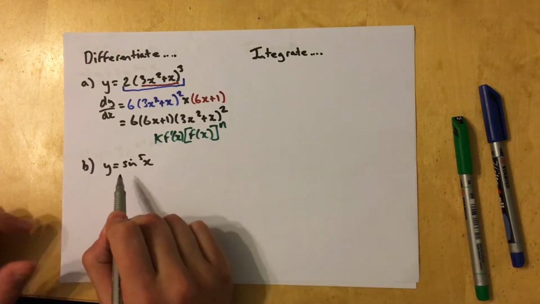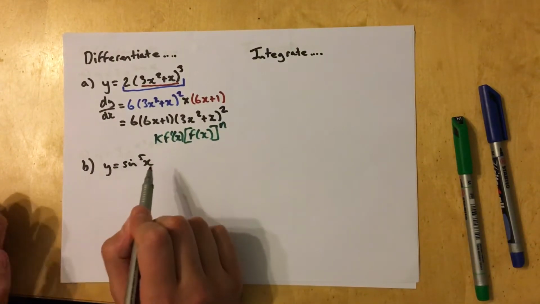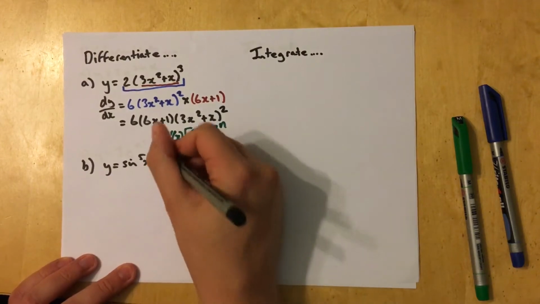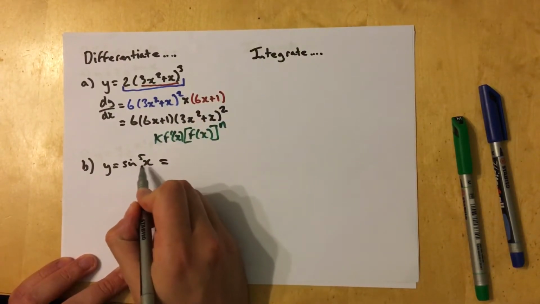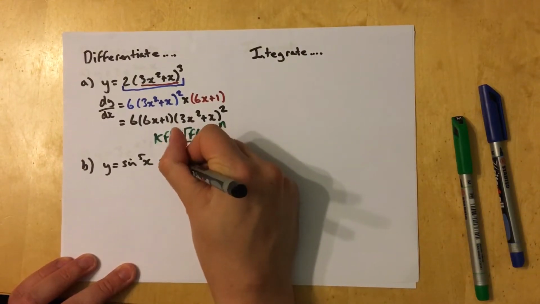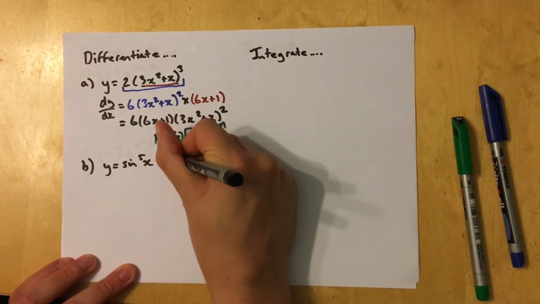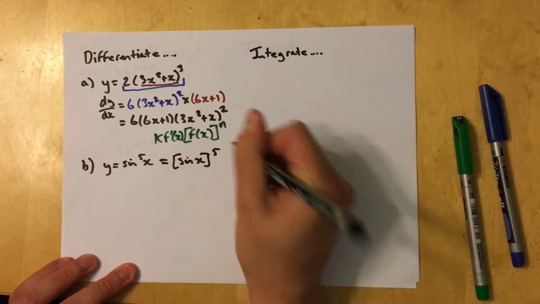Okay, so let's see what happens if we do one with a bit of trig involved. Now this one, we need to identify that we're going to use the chain rule first of all. What I would do, just to make things look a little bit clearer, is remember that sine x to the 5 means the whole of sine x all to the power of 5.